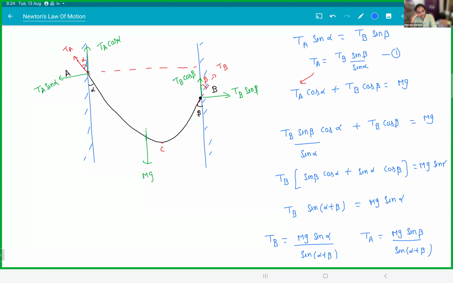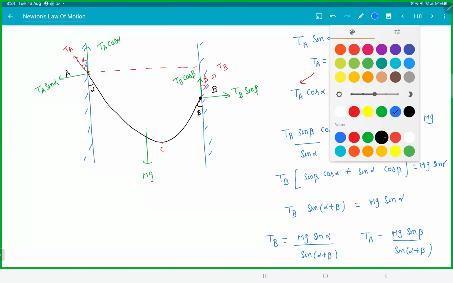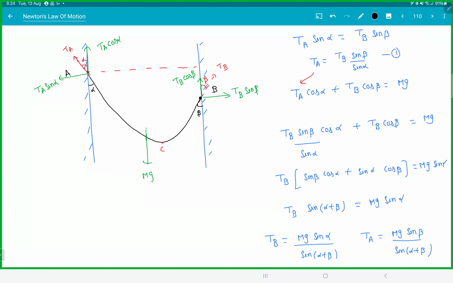Sir, how did you ignore TC? Why will I take TC? Where is C? What is your system? What is your system? Say it fully. The whole rope? Whole rope. Where is C? Okay, sir. If you want to take C, then cut at C. Yes, sir. If you cut at C, then B will not come.